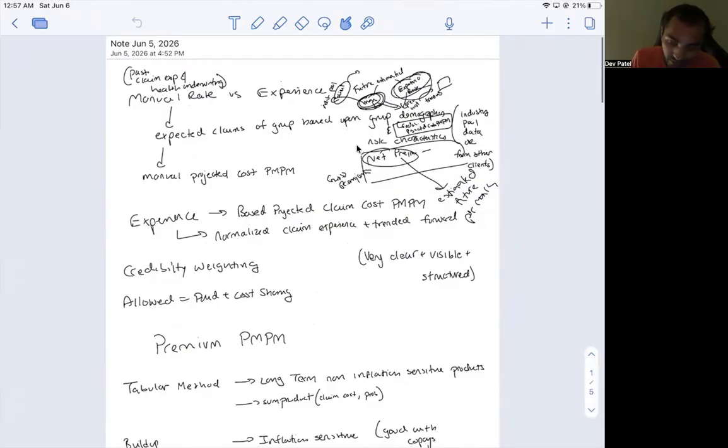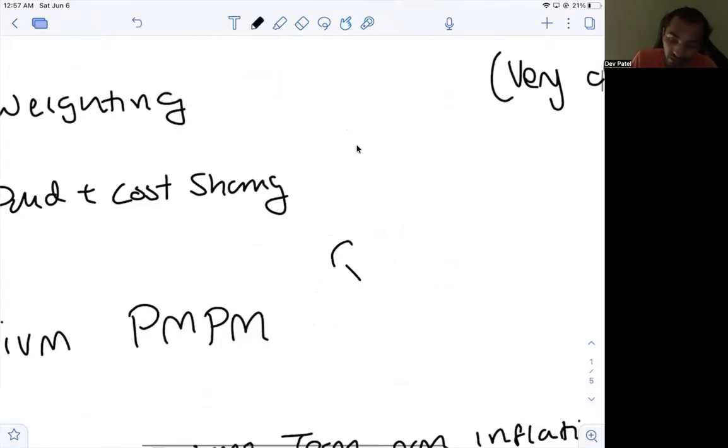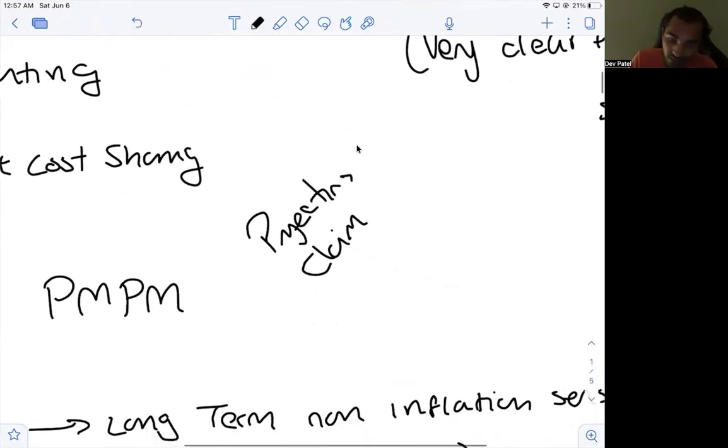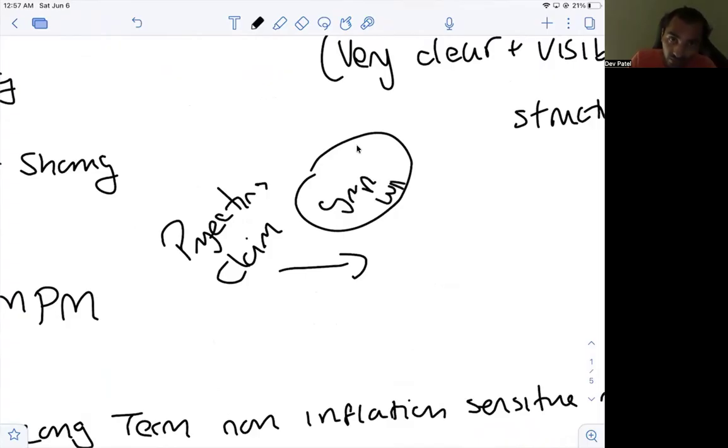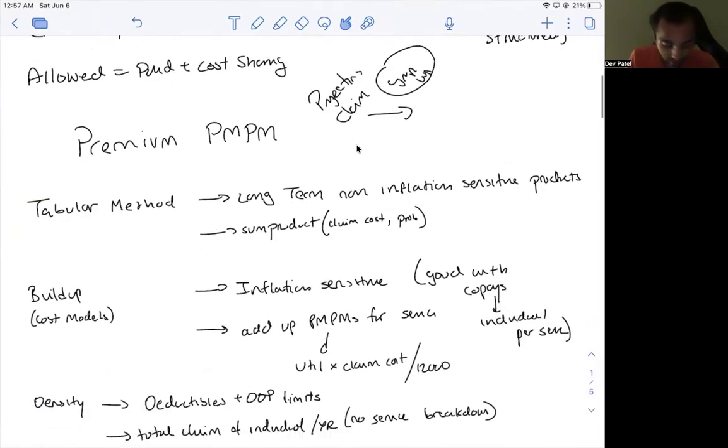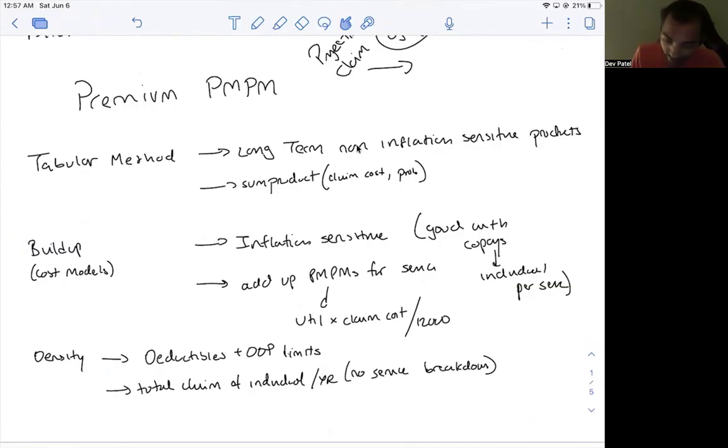Manual rate, experience rate: what are we doing for the total projected future costs of covering this individual? We're projecting future claim costs. These are the claims that this member, or this group of individuals we are insuring, will likely face in the future. There's a tabular method to do that, where we do the sum product of the claim cost and probability to get to our net premium amount.